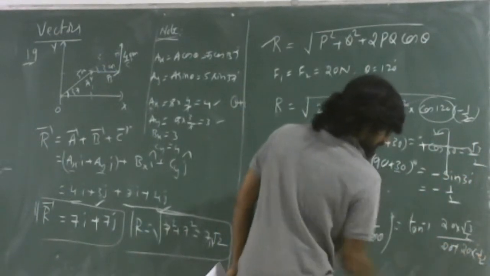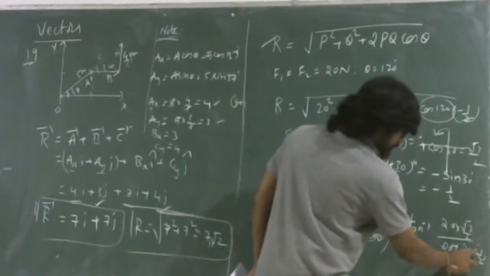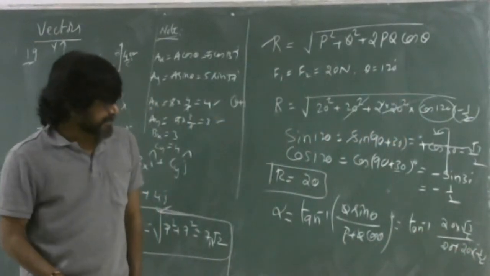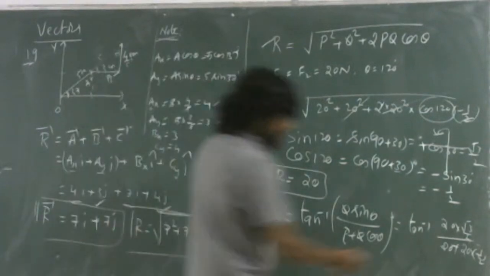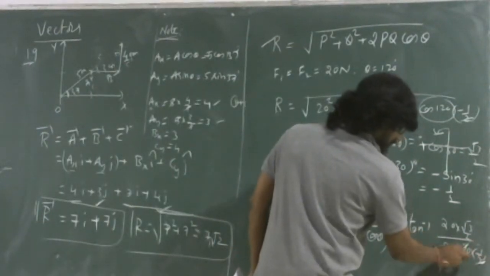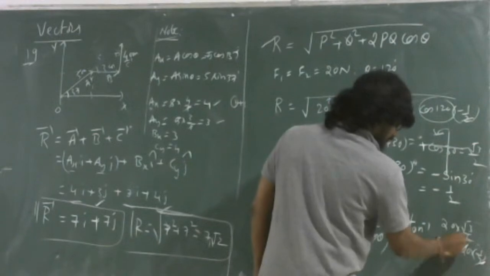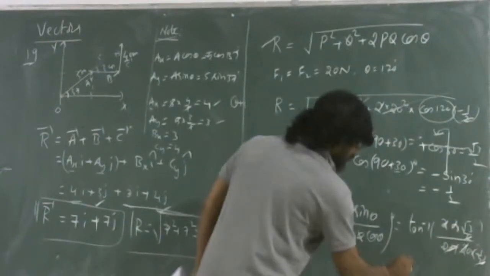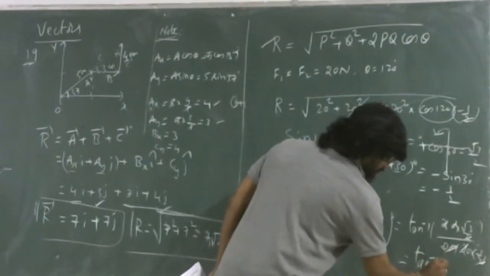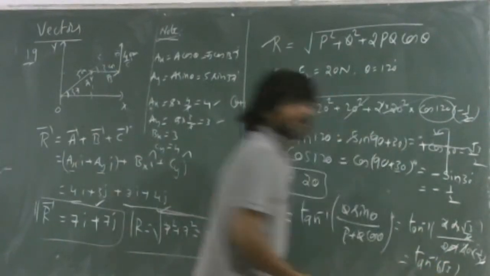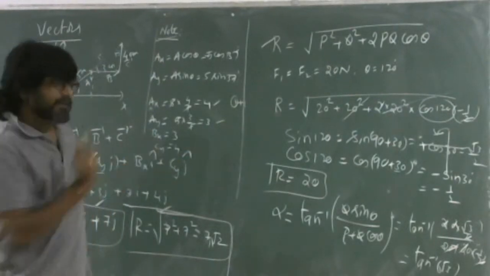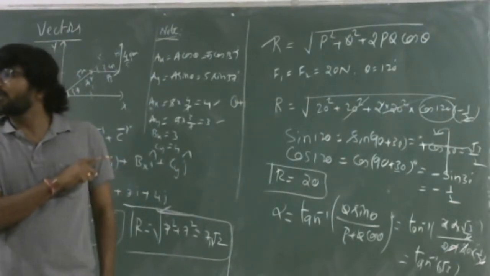So here what does it become? 20 into minus 1 by 2? Minus 10. Now, is it minus 10? Minus 10, 20, 2 cancel, minus 10, 20 minus 10, 10. The 0 and 0 cancel, the 2's cancel, tan inverse of root 3. So for what angle will you get root 3? No 2's, right? Only root 3 remains.